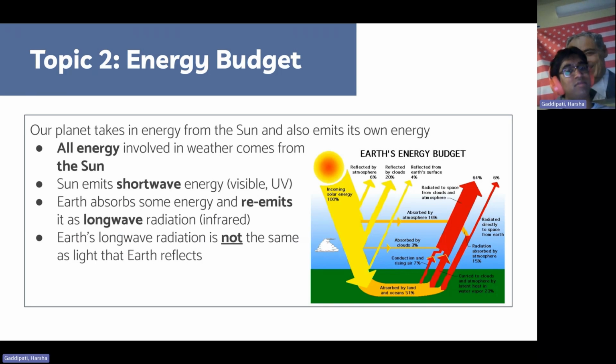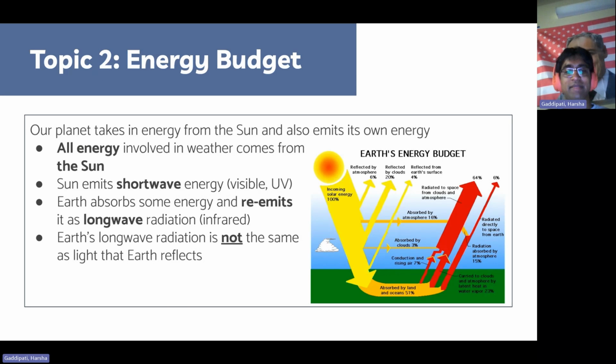Now, topic number 2 is the energy budget. I think this is a somewhat simple concept to understand, but it can also get very deep in terms of detail. It's the concept that all energy involved in weather comes from the sun. So the energy that powers all living organisms, no matter what, just comes from the sun.